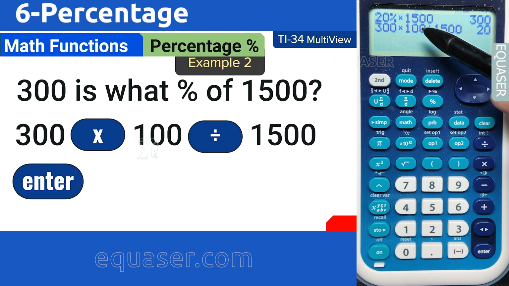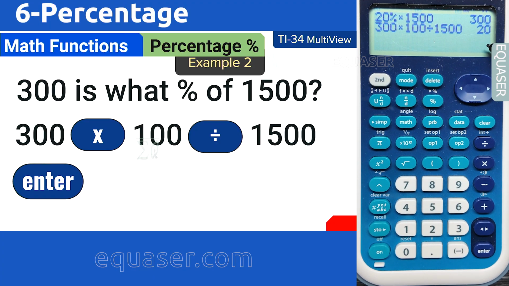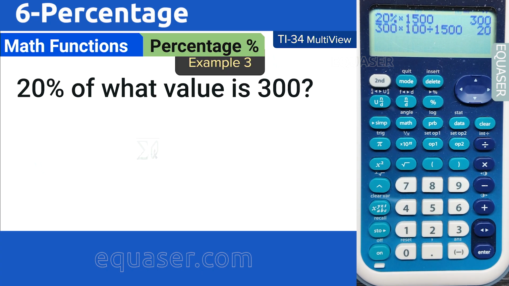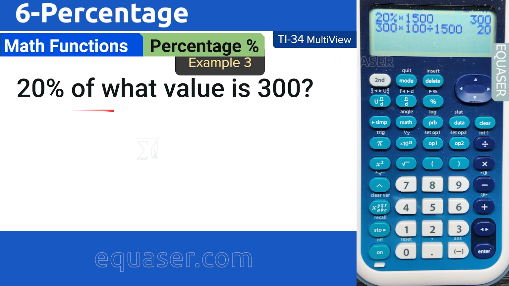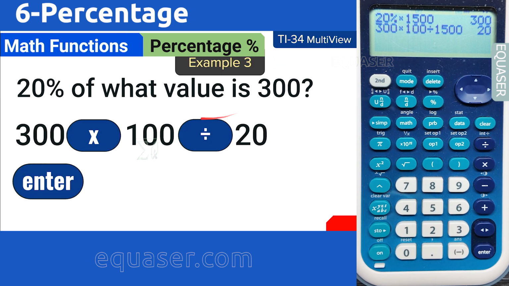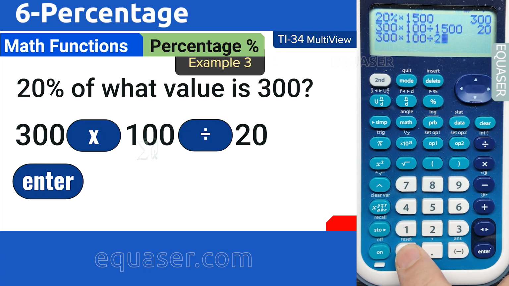Now the third way would be, we should have 1,500 as the answer. So now what would be the question? It would be 20% of what value is 300. So we enter 300 times 100 divided by 20, and it gives you 1,500.